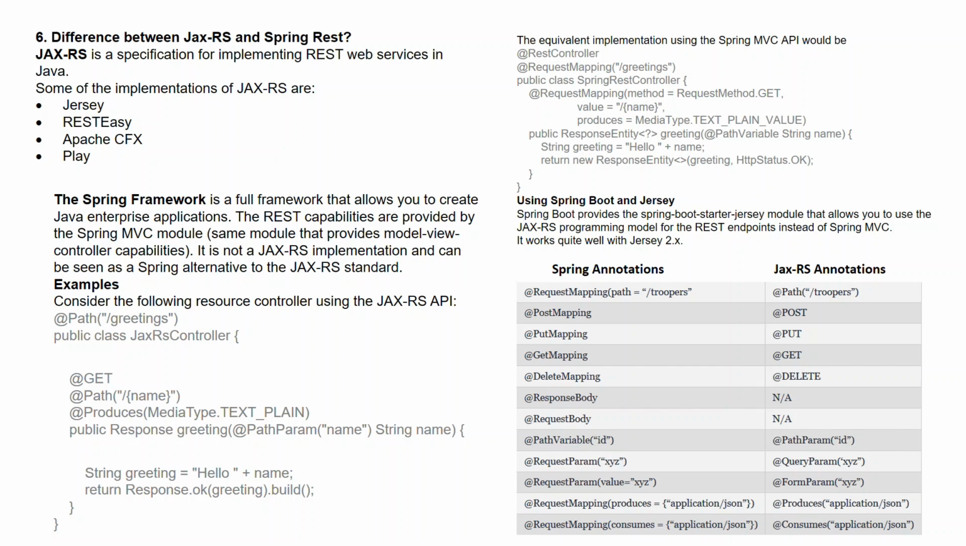Using Spring Boot and Jersey. Spring Boot provides the Spring Boot Starter Jersey module that allows you to use their JAX-RS programming model for the REST endpoints instead of Spring MVC. It works quite well with Jersey too. See Spring annotations, JAX-RS annotations.